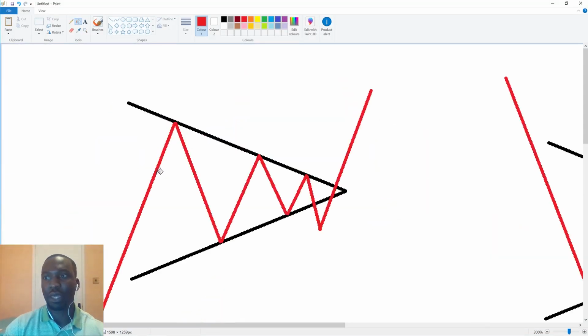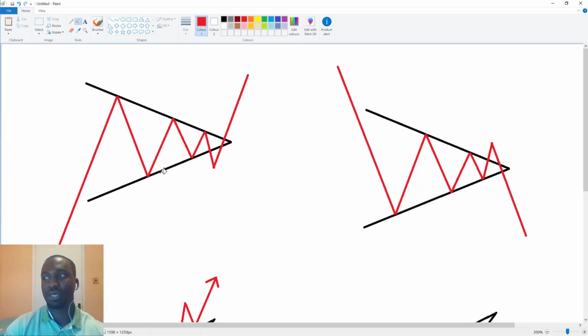So these are some patterns I drew on paint. Now for rising patterns, this one I've drawn is like a parallel wedge. These wedges mean that the support and resistance are converging to one point to make a sort of triangle. And this is like a parallel wedge because the bottom and the top are pretty much parallel and meet in the middle. So for a rising wedge, as you can see, it goes up, then down, then up, then down.